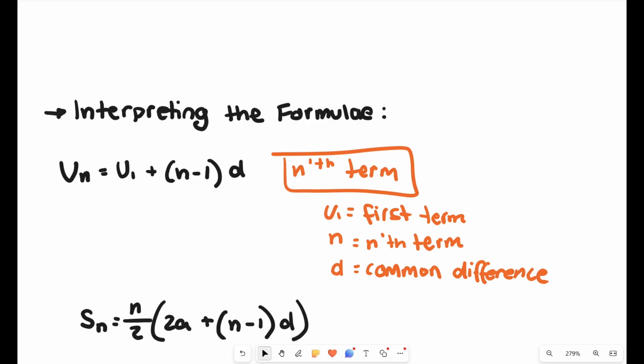It's very simple. All you have to do is input the values. In a question, I would recommend making sure that you write out what each of these numbers are: what your first term is, your nth term that you're searching for, and your common difference. Write out the values of those numbers and then input them into the formula. This will minimize mistakes and hopefully ensure that you get the answer correct.